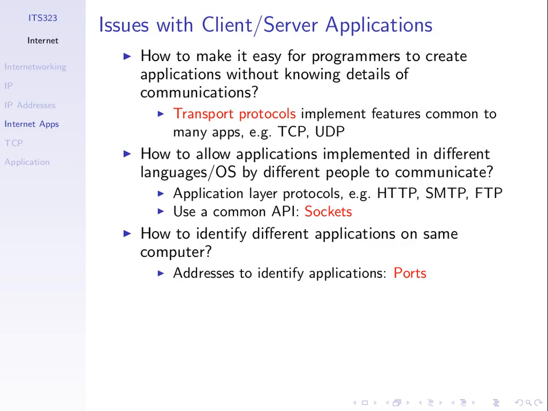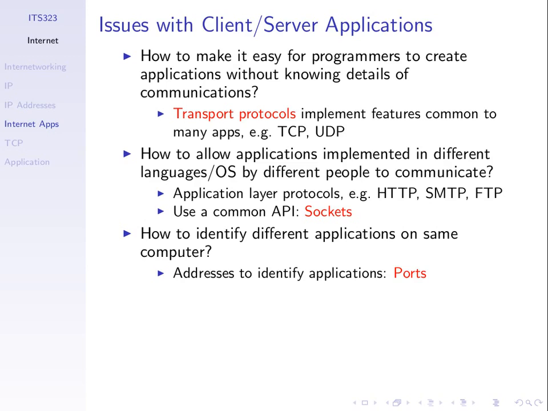Related to that, with internet communications, I want to communicate between my browser running on Ubuntu Linux using Firefox to a web server running on Windows 8 on the other side of the world. Different operating systems. The applications, my browser and the web server, are implemented using different languages. One maybe in C, one's in Java. We still need to allow them to communicate. And to do that, people have come up with a common API.